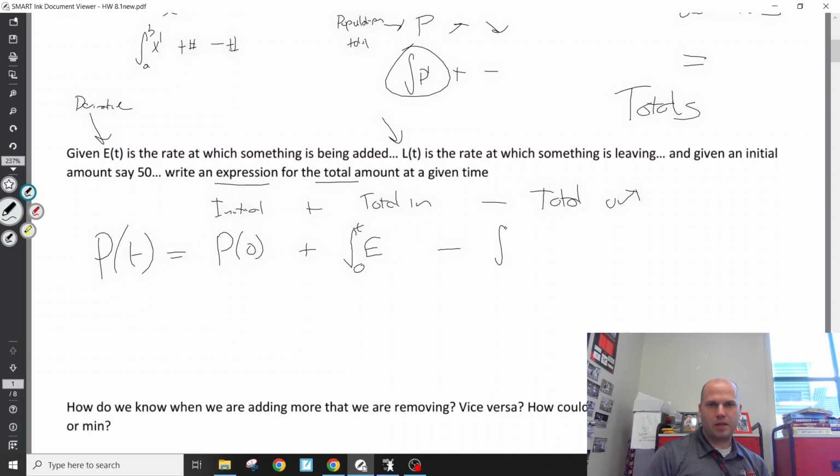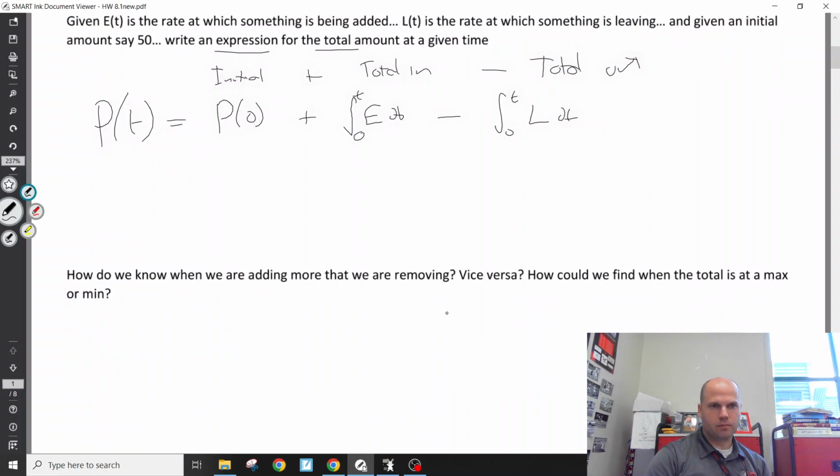The total out would be the area under L. Don't worry about this t here. Like you'll see it more on the next lesson. But it's just like for a specific time, I could change this t and I'd change that one and that one. Okay? This is how I'll find a total. Now, we'll go back to see how that can change.